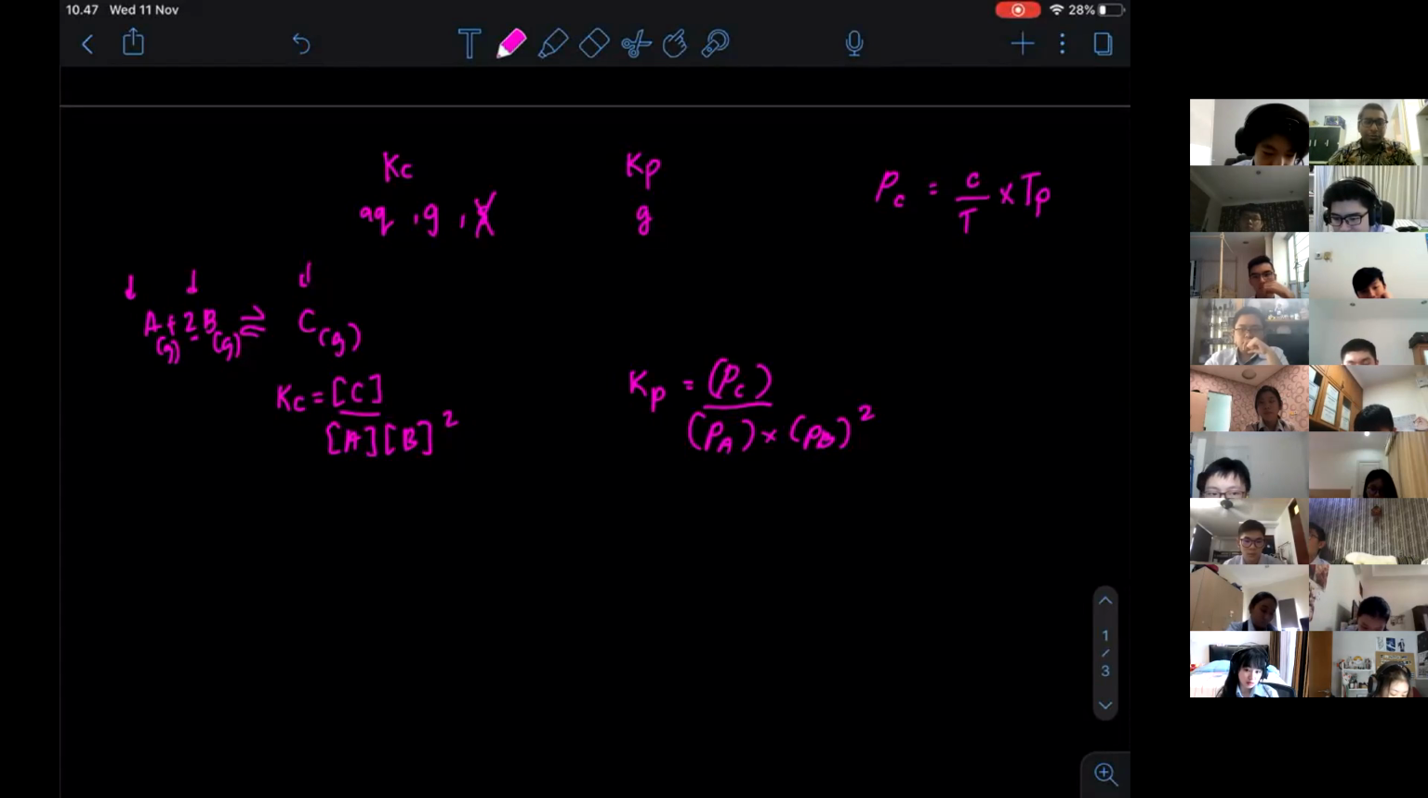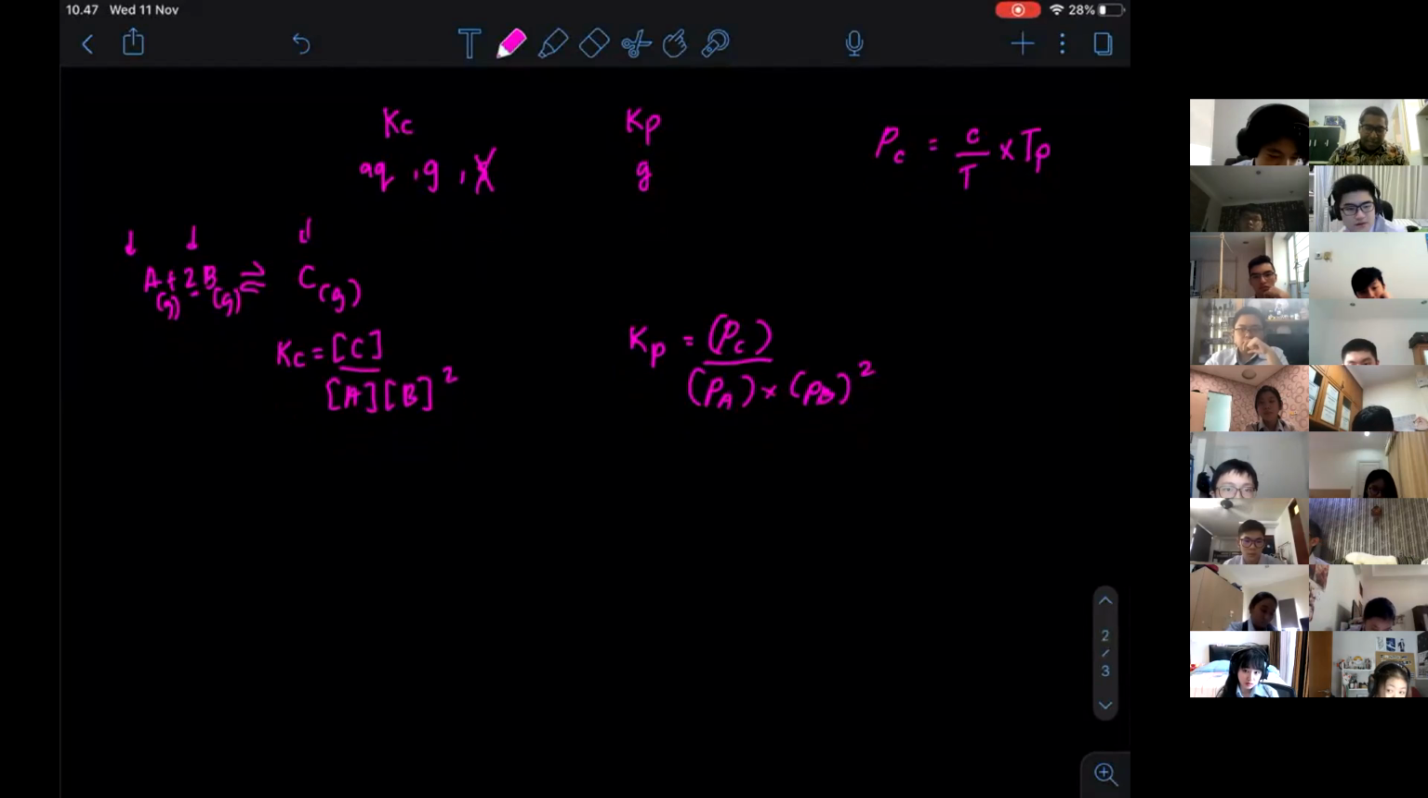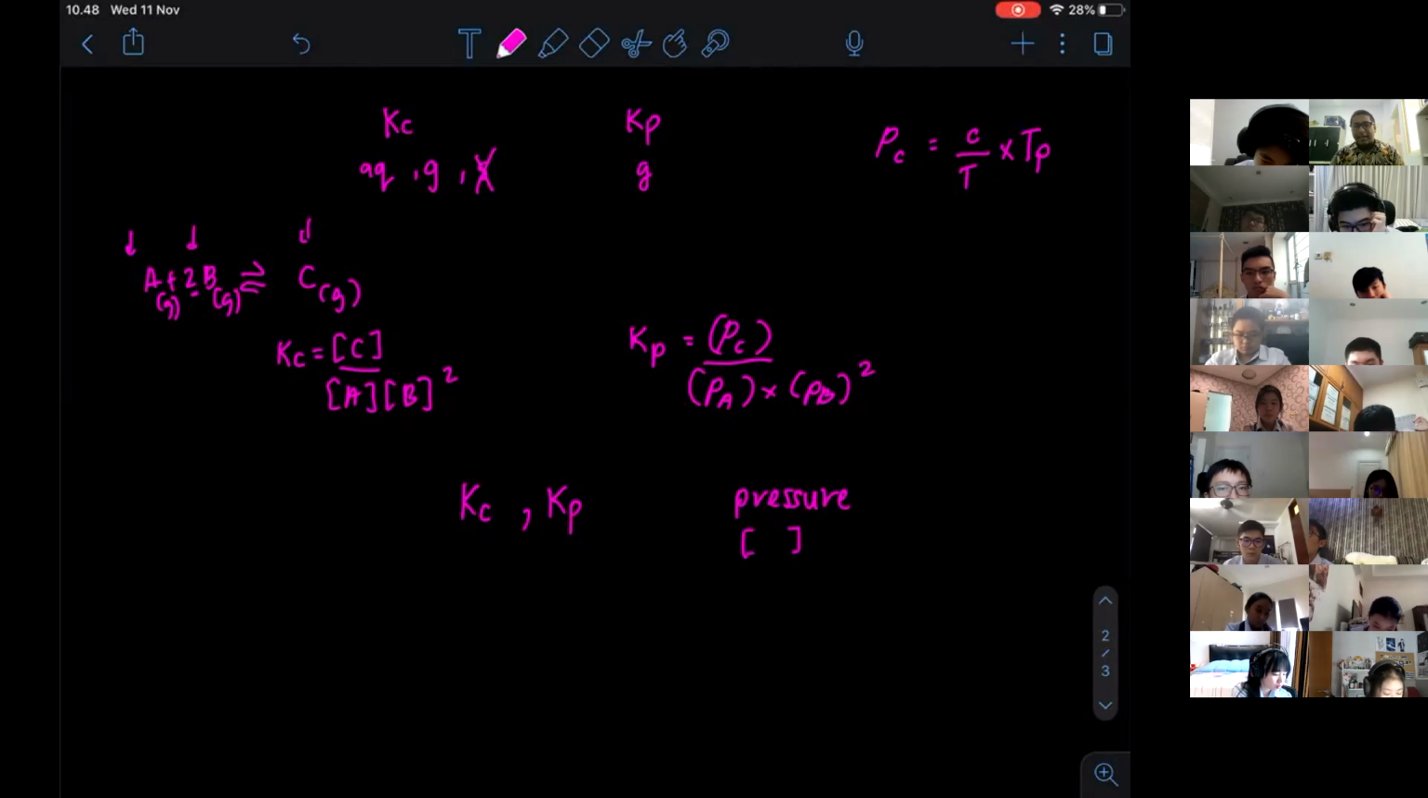So do remember, if I tie them together, Kc and Kp are not affected by pressure. Pressure increase or decrease, Kp and Kc do not change. Concentration increase or decrease, Kc and Kp do not change. Whenever it involves a catalyst, no change as well.